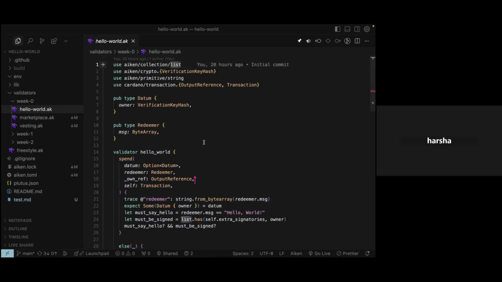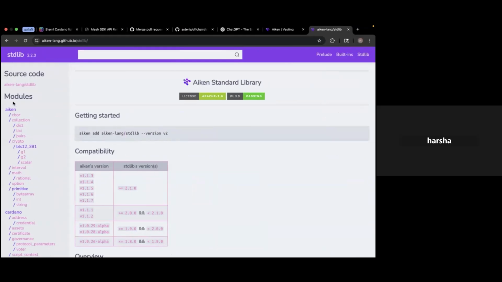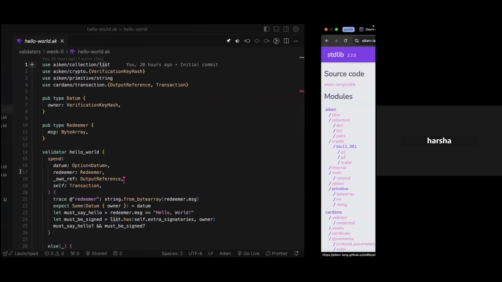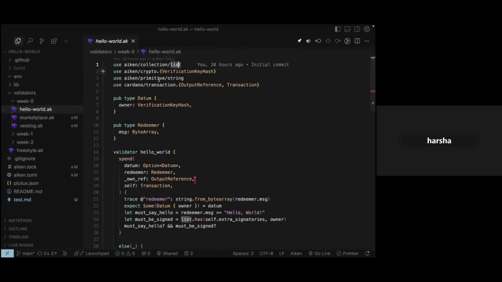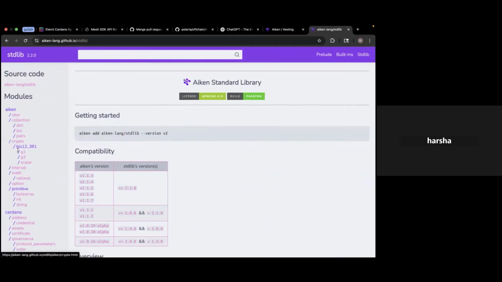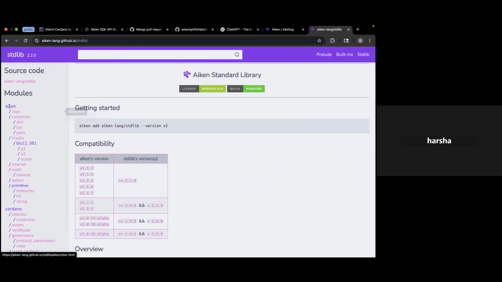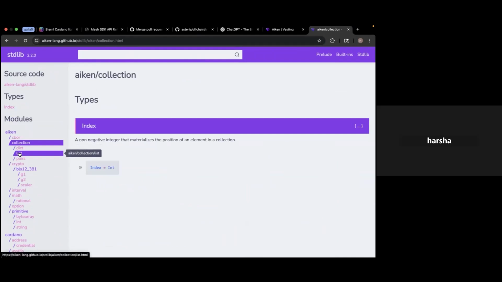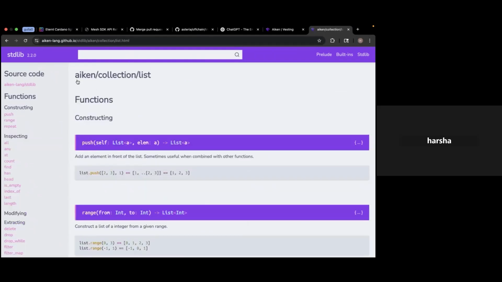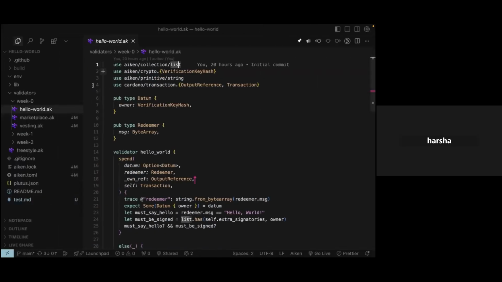So let's make sure we understand the statement. We are in the Aiken standard library, and now we want to go to collection in the standard library. So let's go to collection. Oh, here it is. And in the collection, we are going to list. And we are bringing all the utility functions that list provides into our file with this statement. Are we good to go to the next statement?